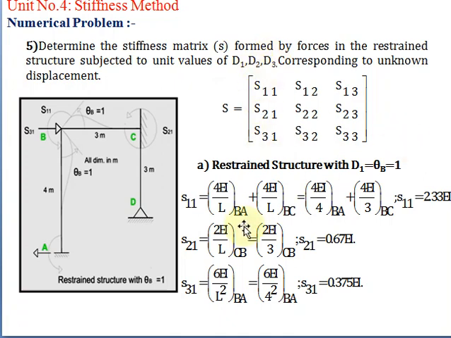Now the first step in this will be what? We have to restrain the structure and we have to apply the unit rotation at joint B. Now here we have applied the unit rotation.